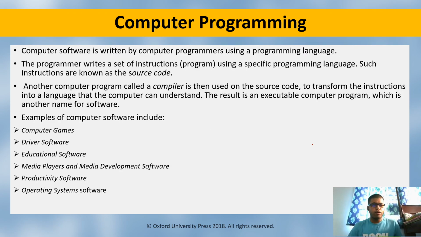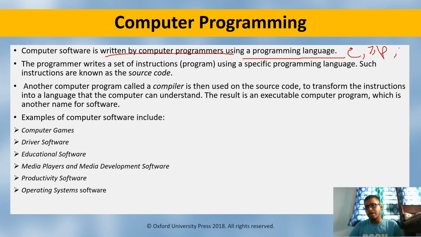Now, computer software is written by computer programmers using a programming language. So there are some languages like what we discussed in C. We have Java. We have Python. We also have PHP, HTML, and many more.